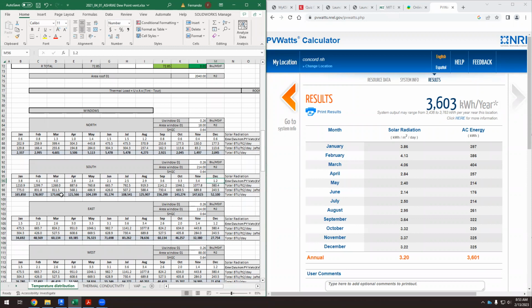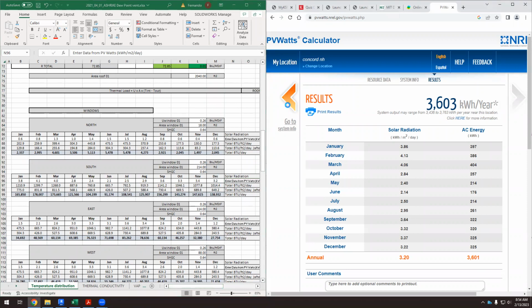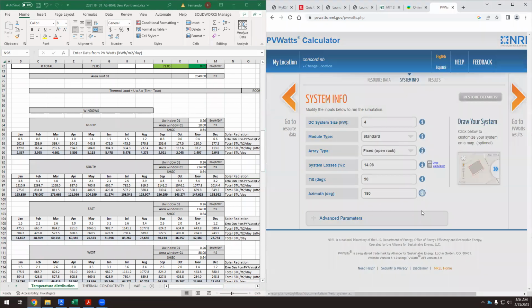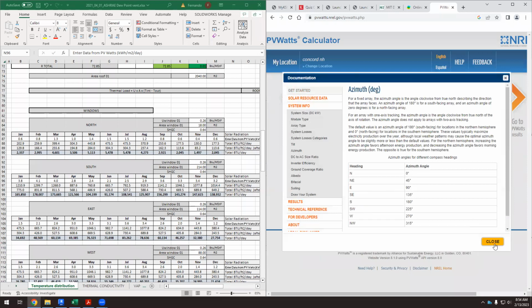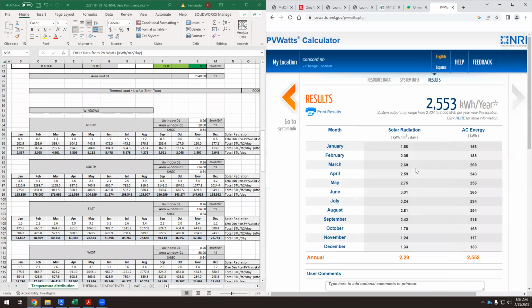And finally, December 3.2. Okay. What about the east? Let's go back to this. Information east is 90. So here in the azimuth, I have to type 90. And then go to results again. And then type this: 1.5, 2.1, 2.6. That would be 2.3. No, 2.75.